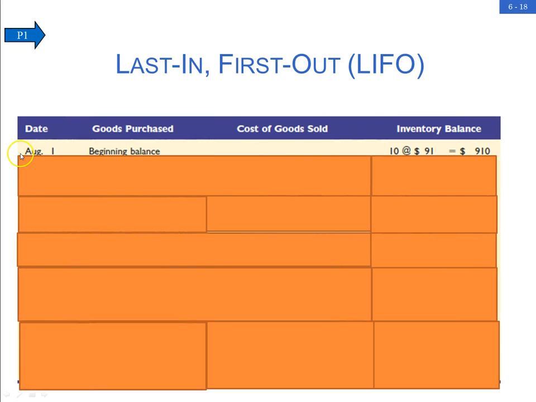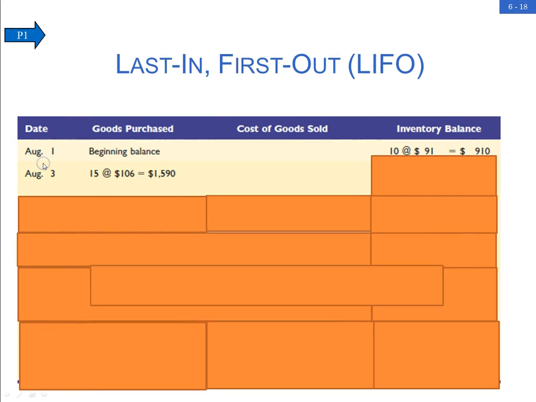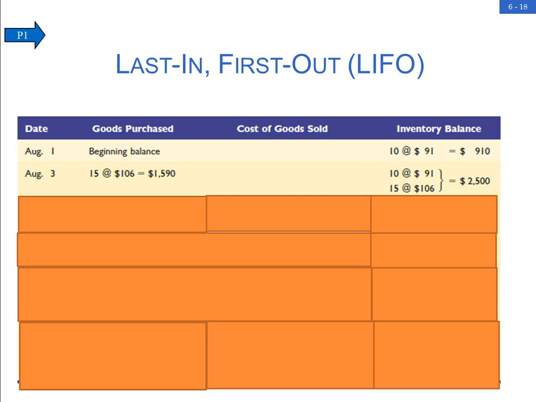So again, starting with the exact same beginning balance, 10 bicycles that cost us $91. We go out and purchase 15 bicycles. This is what's in our inventory right before we make our sale. No difference for any of those examples. Now let's move into the sale. August 14th, we sell 20 bikes and we're using the last in, first out method.